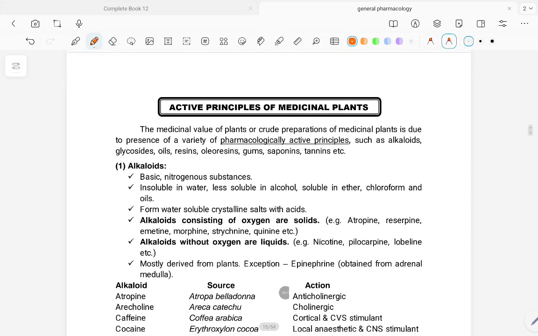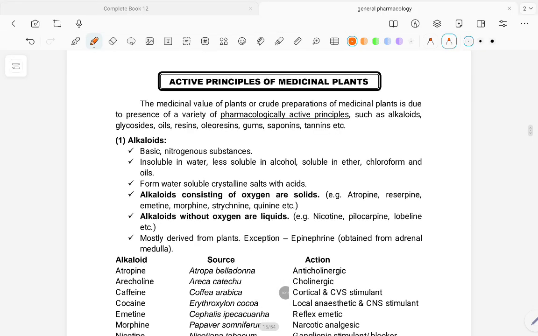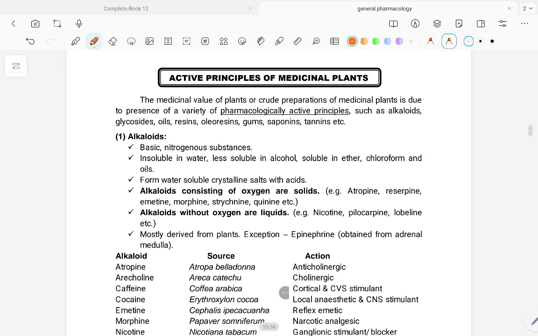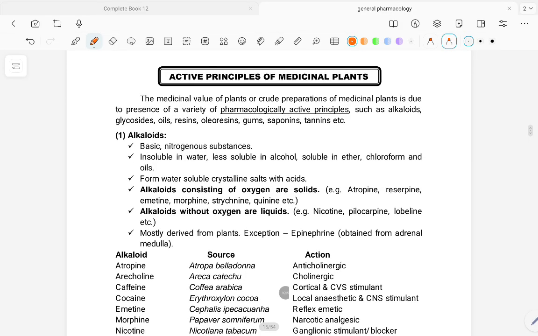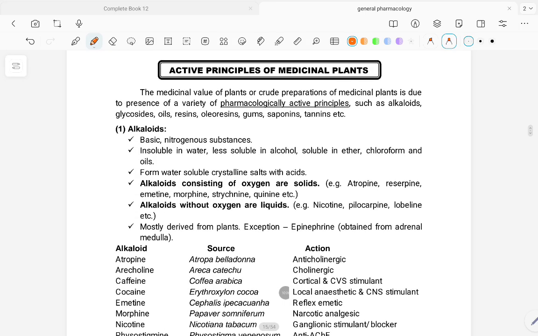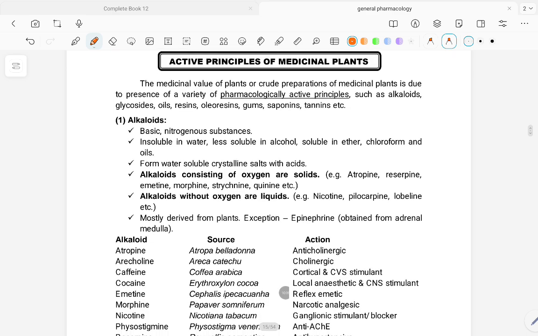Active principles of medicinal plants. The medicinal value of a plant or crude preparation of a medicinal plant is due to the presence of a variety of pharmacologically active principles such as alkaloids, glycosides, oils, resins, oleoresins, gums, saponins, tannins, etc.